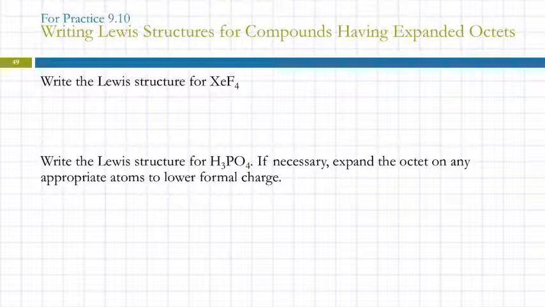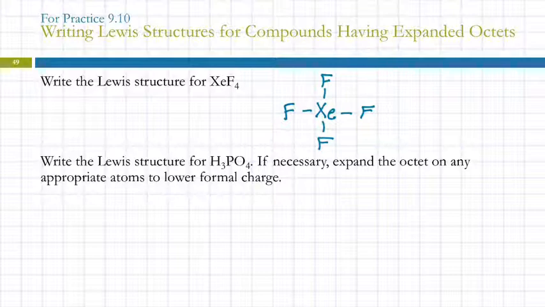So here we're talking about expanded octets. A lot of the structures that show up on worksheet 9 that we did last week involve these expanded octets. So let's write the Lewis structure for XeF4, xenon tetrafluoride. We'll put the xenon in the middle and fluorines attached to it.